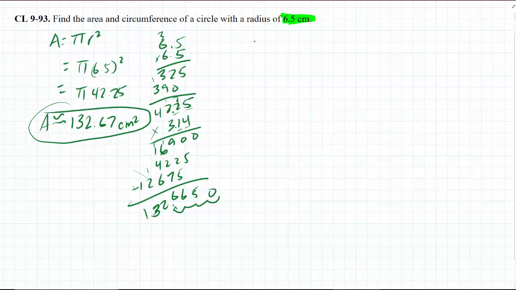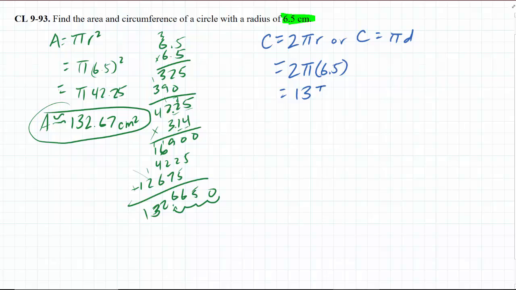The circumference is a little different. Circumference, as we know, is going to be either 2 times pi times the radius, or we could use pi times the diameter. Okay, in this case we'll use 2 times pi times the radius since we have the radius. So 2 times pi times the radius, 6.5. 6.5 times 2 is 13 times pi.